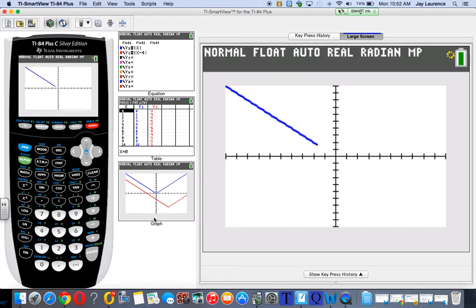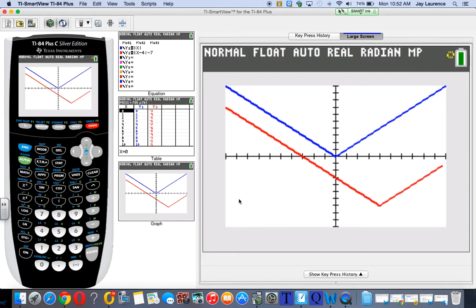Here comes the original, y equals absolute value of x. Now here comes this one. Ooh, look at that. Did it move? Let's see. 1, 2, 3, 4. 2, 3, 4, 5, 6, 7. Yeah, I think I was right. If I hit trace and drop down to that one, I think the x-coordinate is positive 4 there.